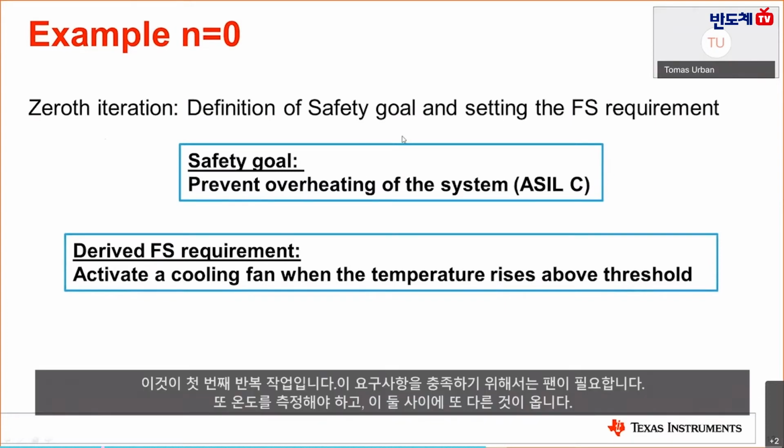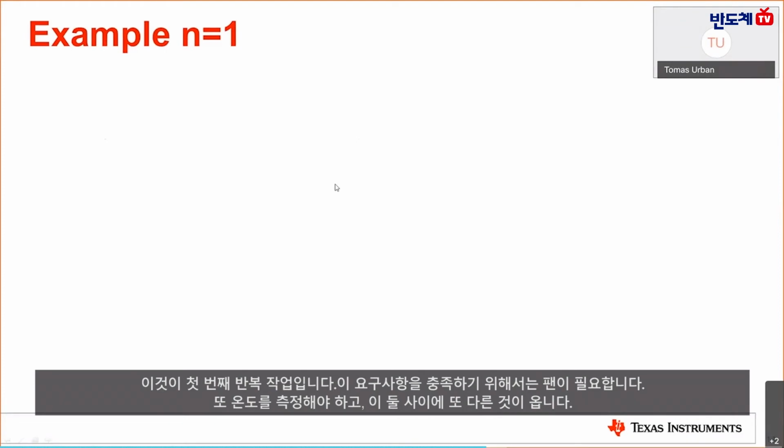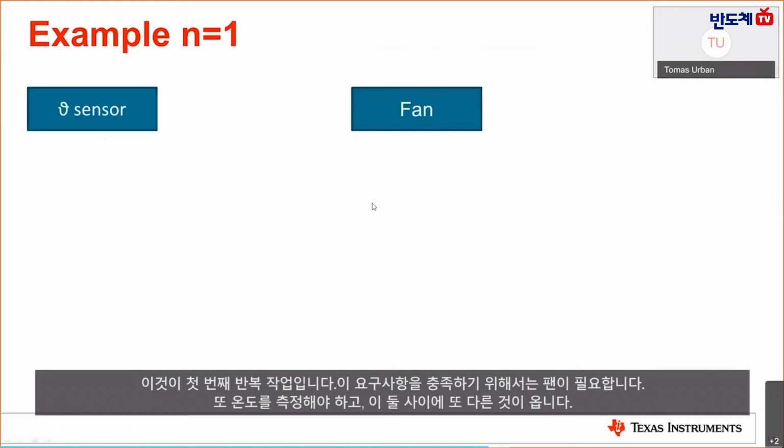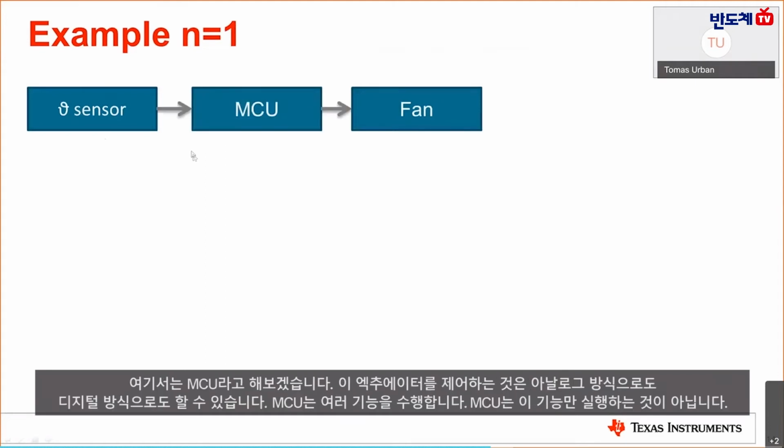We'll start with the first iteration. The requirements define that there needs to be some fan. We need to detect the temperature, and then something in between. I chose an MCU. It could, of course, be any kind of either analog or digital way to control this sensor and this actuator.